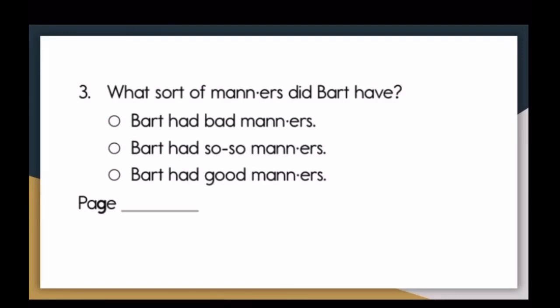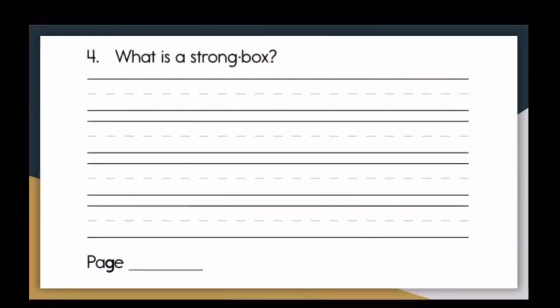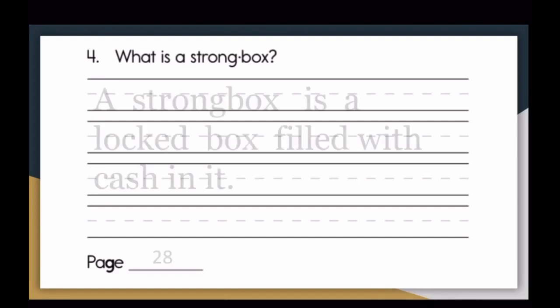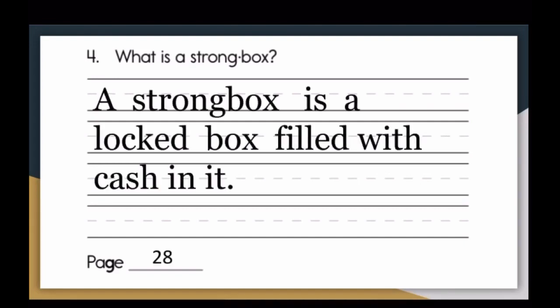What sort of manners did Bart have? Bart had bad manners, Bart had so-so manners, or Bart had good manners. Right, Bart had good manners. This was also on page 28. What is a strong box? A strong box is a locked box filled with cash in it. This was also found on page 28.